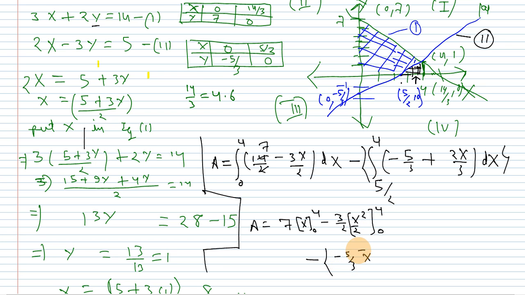and the x is from where? From 5 by 2 to 4, right? And if we do the integration of 2 by 3x, then it will become x square by 2, and the limit is 5 by 2 to 4. Okay, so this is the curly bracket.